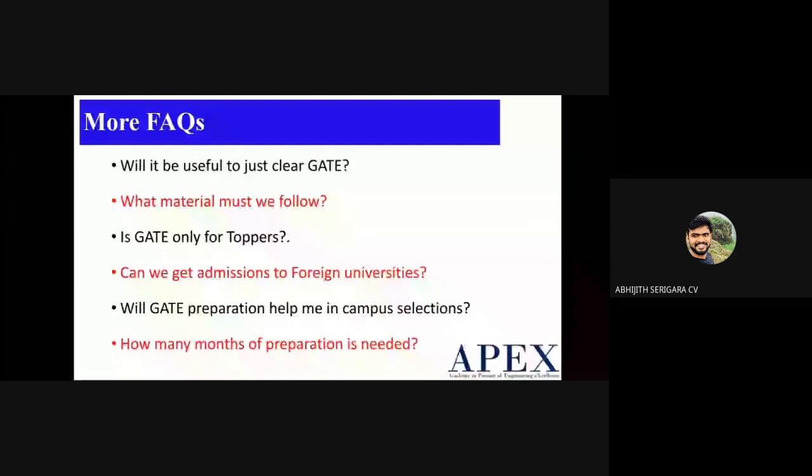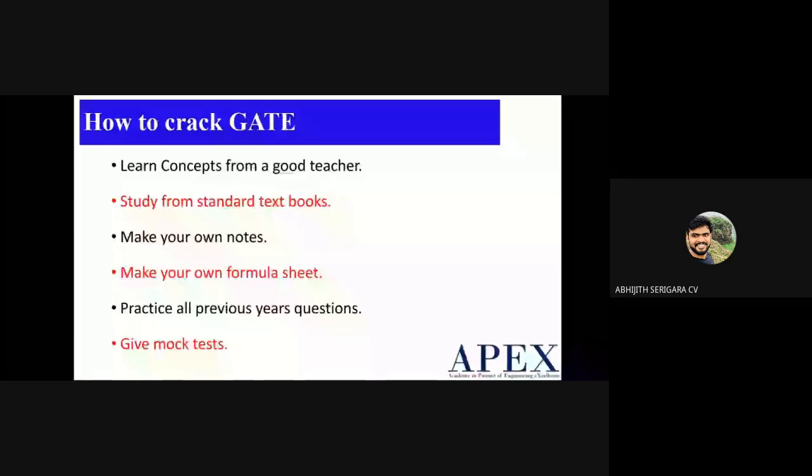I am not saying no, but when? After you learn the concept from a good teacher, study from a standard book, make your own notes, and make your formula sheets, then go for coaching institute material. Don't say, sir, this time I have applied for GATE, let me see what material is available. Don't go with that attitude. You will never clear GATE.